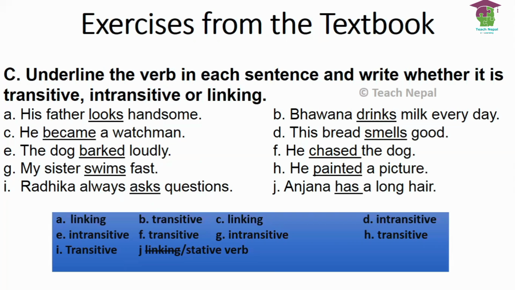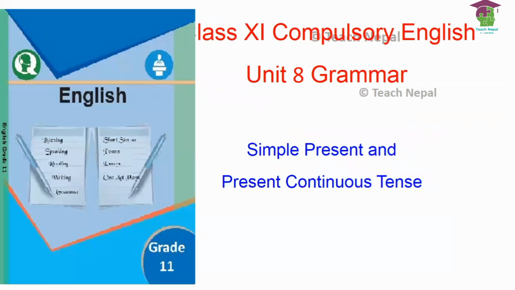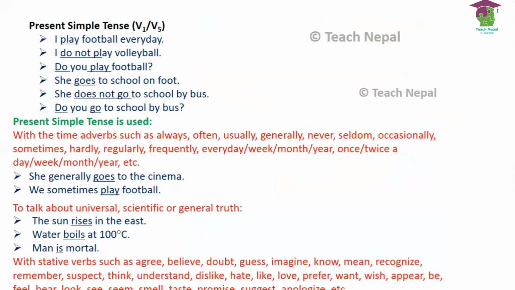All right, this is all about unit 7. Now let's go to unit 8. Simple present and present continuous tense. Simple present tense, the subject plus verb 1 or verb 5 plus object.